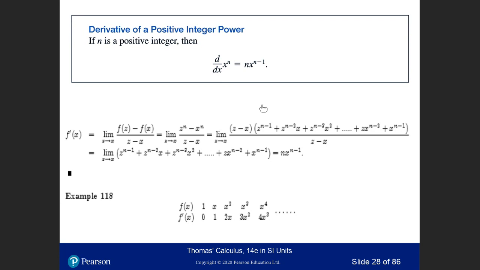Later on, we are going to prove that this is also true for negative powers, and actually it's true for all real numbers, but that we'll show later. So if you look at some of the examples here, if you take the derivative of 1, which is a constant value, the derivative is 0. If you take the derivative of x, it is equal to 1. If you take the derivative of x squared, 2 times x to the 2 minus 1, that's 2x.